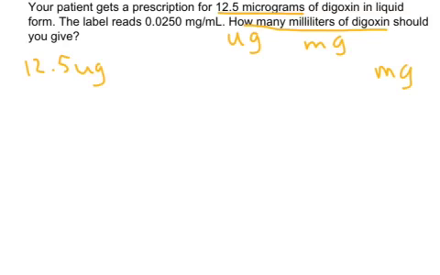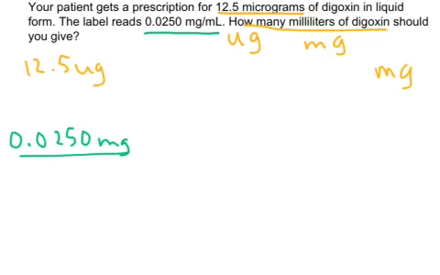Next I'm going to go back to the problem and look for anything that looks like a unit conversion and see if I need any further unit conversions. So I read here, the label reads 0.025 milligrams per milliliter. So I'm going to write that down here for future reference, 0.025 milligrams per 1 milliliter. Now I check my units and I notice I have milligrams here, but micrograms to start with in the problem, so I'm going to need a relationship between milligrams and micrograms.